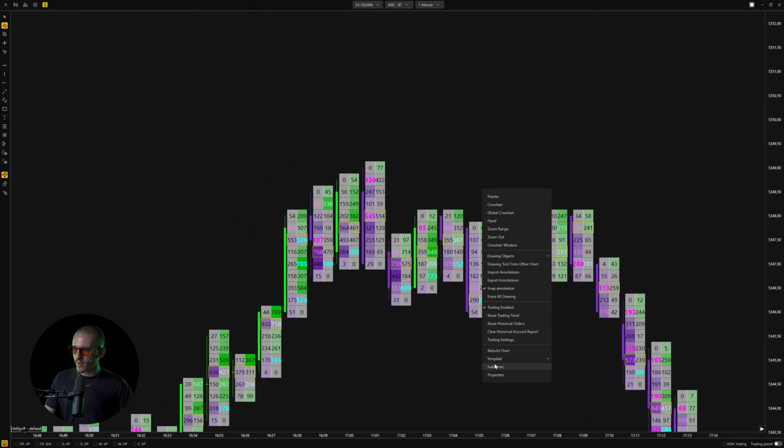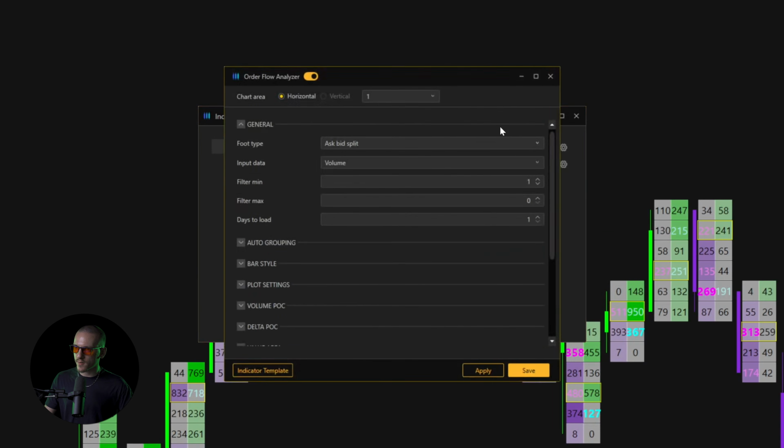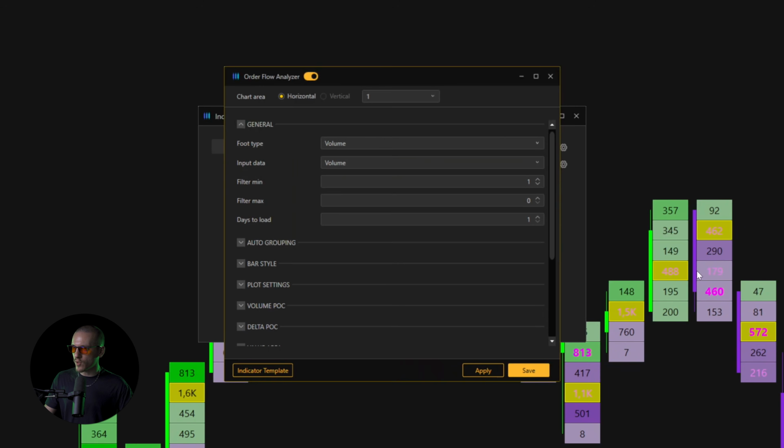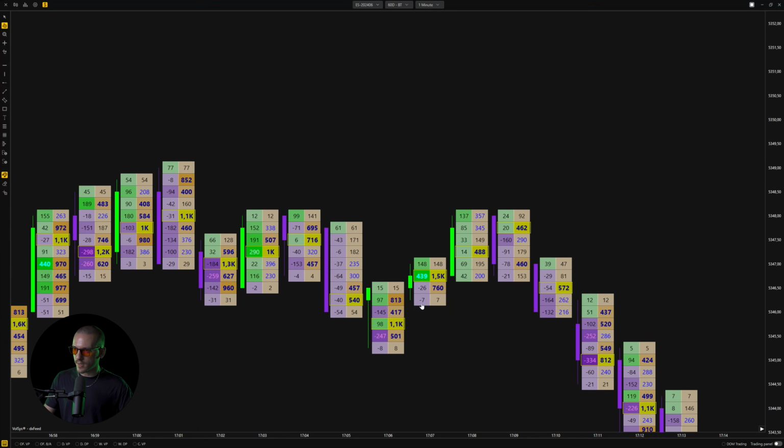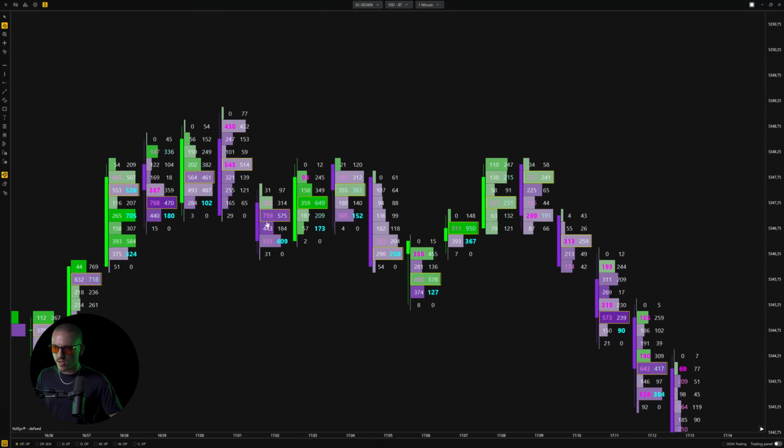Then in most footprints, you can go into their settings, and instead of ask and bid split, you can just put the volume and it will give you the total volume of that candle, or the delta volume of that candle, or both the delta and the total volume, which would look something like this: delta and total volume. Personally, I like to use this visualization. It gives me the total volume with that volume profile in the background. The color of each and every one of those bars is based on delta, and still I have all the information about the imbalances in the footprint.